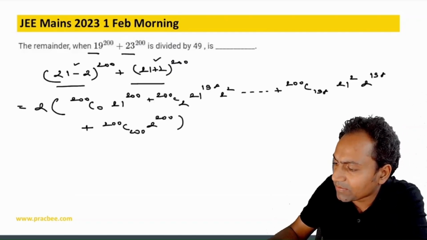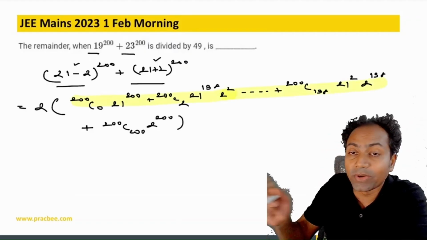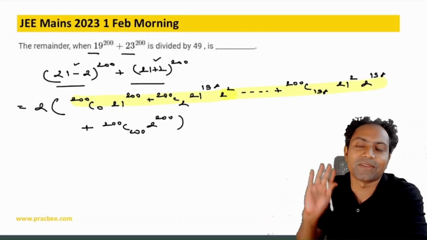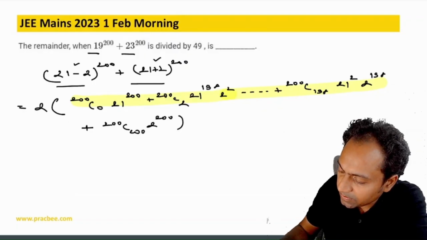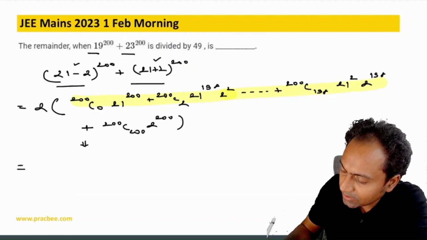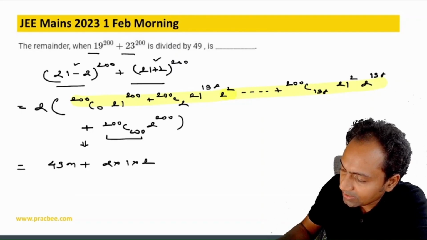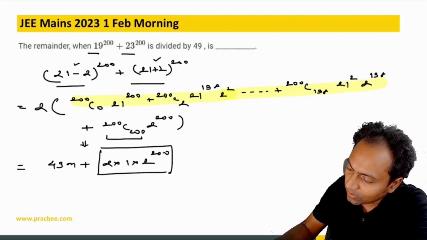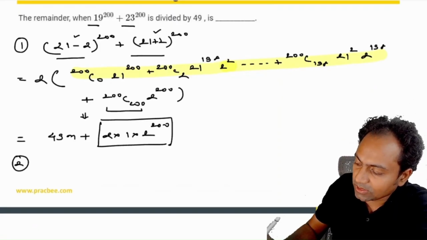Now the interesting part is, if I take terms from here to here, we can see that a 21 square is coming. 21 is nothing but 3 into 7, so 7 square is also there. So all these terms are divisible by 49. Once you have observed that, this can be written as 49 into some m, and 2 into 200C200 can be written as 1, and this can also be written as 200. So whatever remainder we are going to get is going to come from this part. So let us now examine this part. This was my first step. Let us move on to the second step.